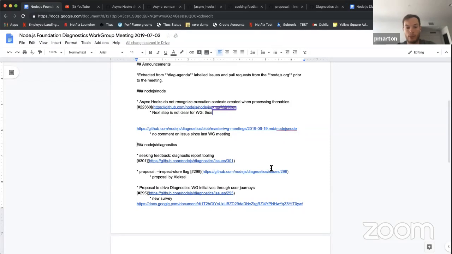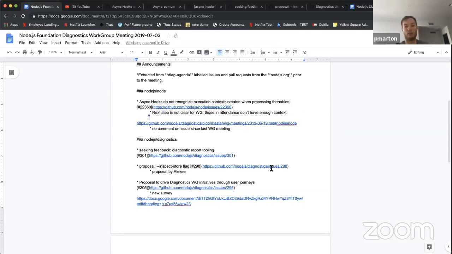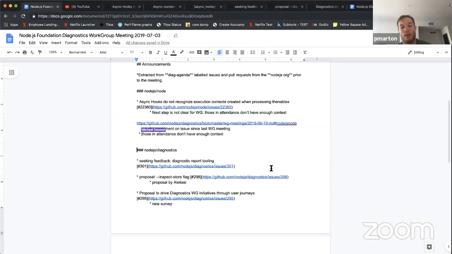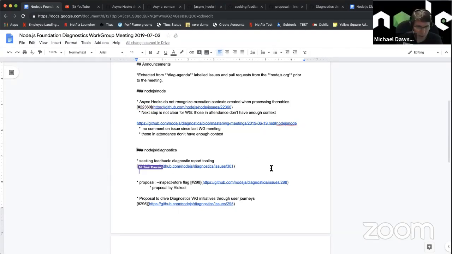Then let's see the issues in the Node.js diagnostic repo. The first one is seeking feedback on the diagnostic report tooling. Last time we had a presentation by IBM, and there is this new exciting tool coming which will be capable of processing the diagnostic reports. Basically, the TLDR was that it's in the process of getting open sourced. The issue didn't have an update since that. I don't think there's anything. We probably should have taken that off the agenda since last time. I'll take a note: discussed last time, remove from agenda.